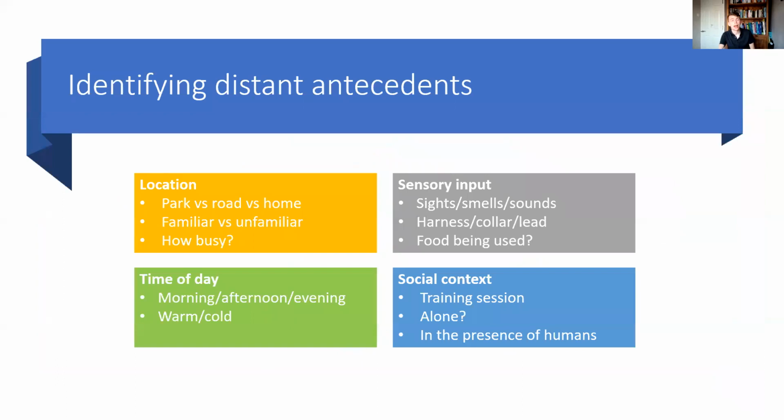Okay, so the next thing we're going to have a look at is something called distant antecedents. These are potential cues, or potential fear-related cues, that our dogs might be aware of that are sometimes quite hard to pick up on. And dogs are very clever. They're very good at learning the things that are associated with potentially something bad happening.